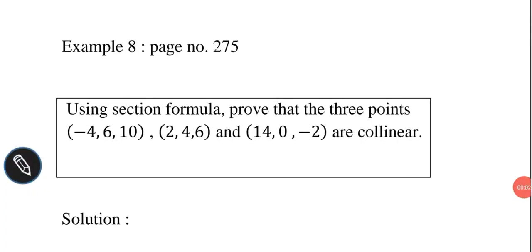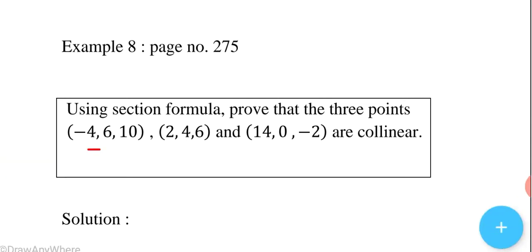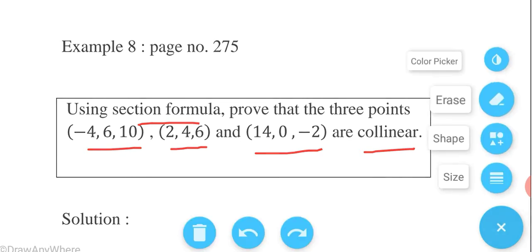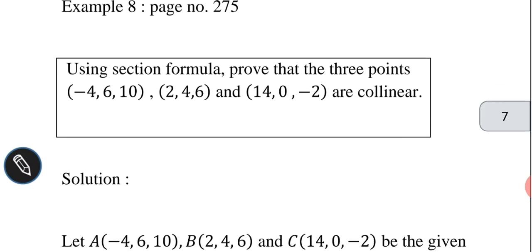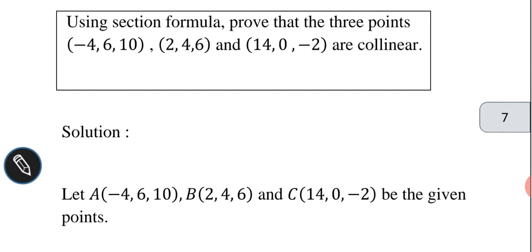Using section formula, prove that the 3 points -4, 6, 10, 2, 4, 6 and 14, 0, -2 are collinear. Okay. So let the given points be A, B and C.